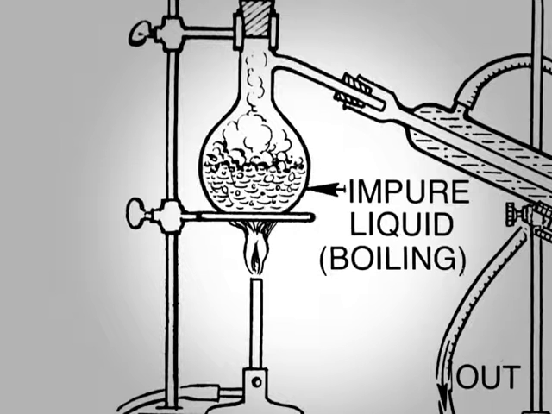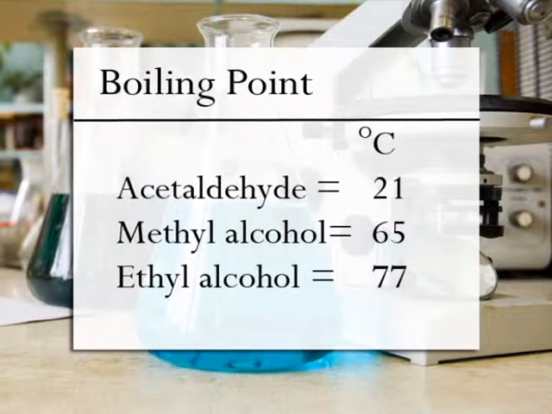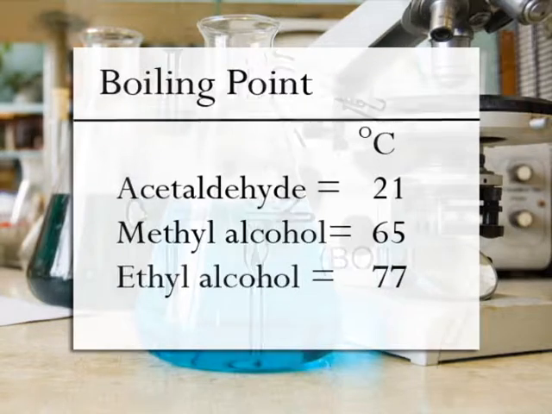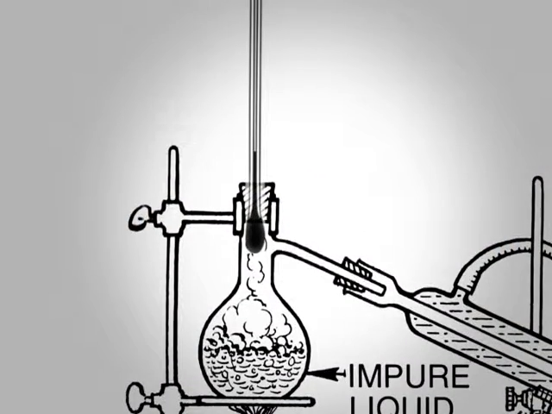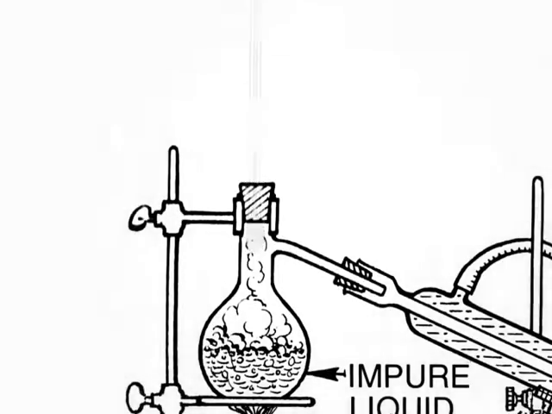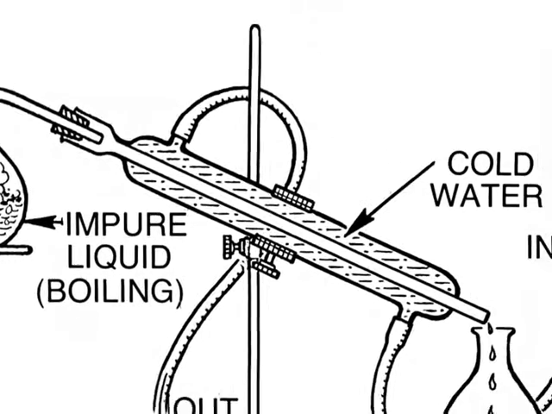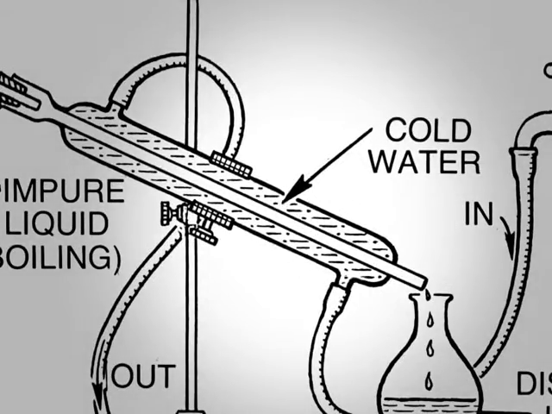Take your product and load it into the distillation heating chamber and bring it to a boil. This process takes advantage of the fact that different compounds have different boiling points. Ethyl alcohol has a boiling point of 77 degrees Celsius. So monitor your thermometer, and anything that comes out when the thermometer does not reach 77 degrees should be thrown away.